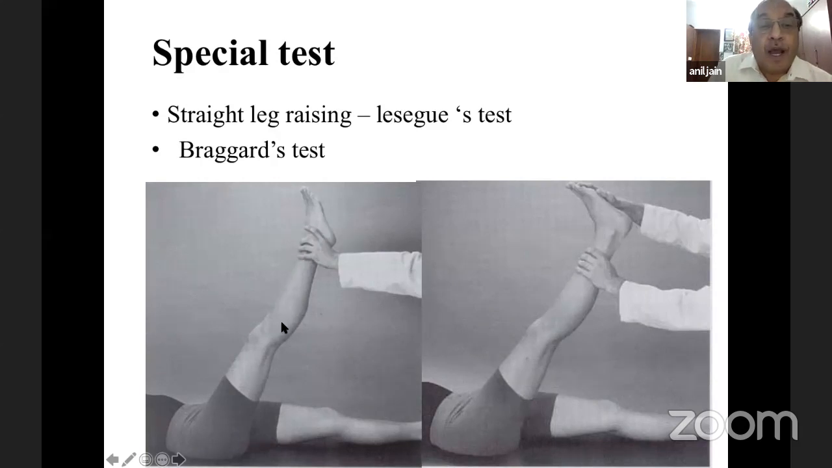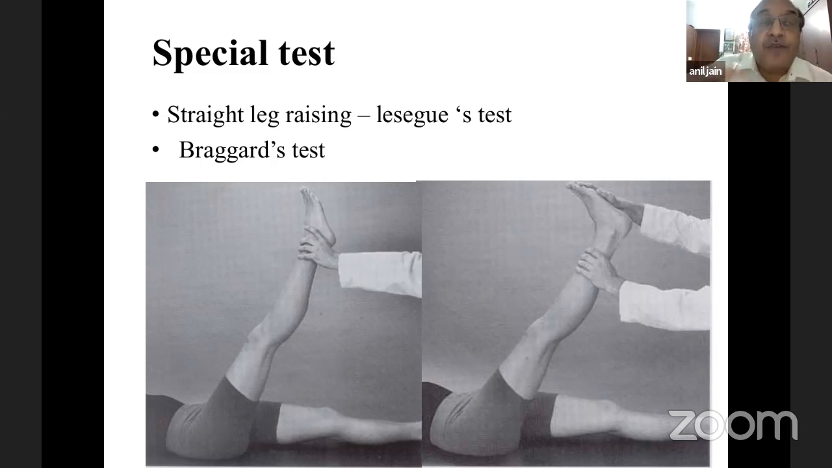Now, suppose you elicit SLR at 60 degree, then bring the limb down to 50 degree and then dorsiflex the ankle. If you are able to elicit the same pain, then it is a Bragard test or Featherstone's test. So this is the Bragard test.